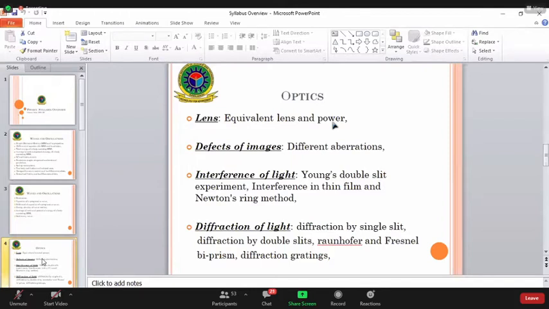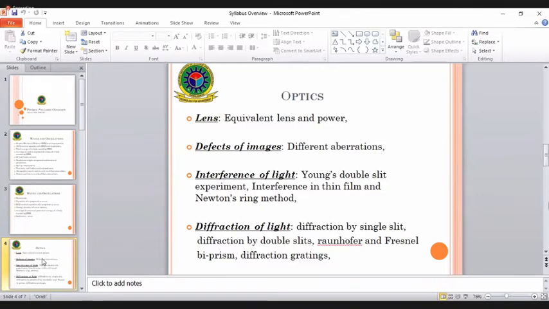Third is interference of light, where we learn about Young's double slit experiment, interference, and Newton's rings. Interference, diffraction, and polarization are the 3 big chapters. When we get questions, the main part will come from interference, diffraction, or polarization, and the smaller part from the other chapters. They are mixed-up questions, like 2 chapters in 1 question.